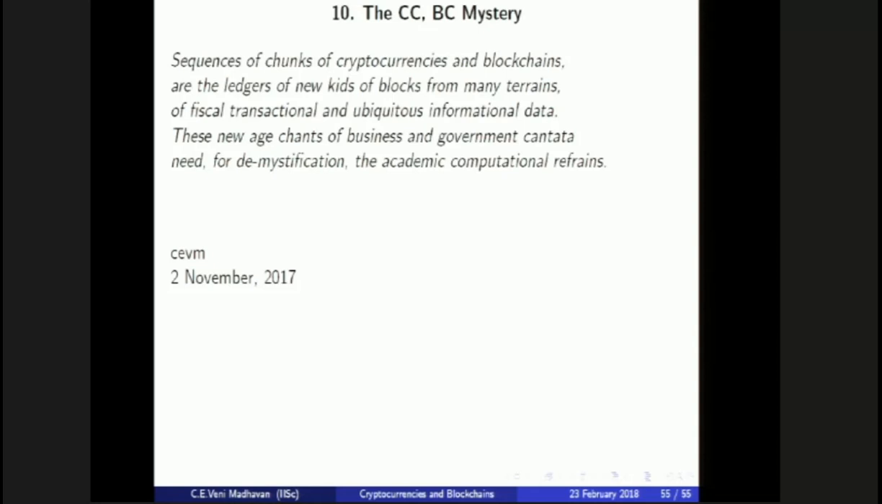Lastly, a small description of the whole of what I said: sequences of chunks of cryptocurrencies and blockchains, or the ledgers of blocks from many terrains of fiscal, transactional, and ubiquitous informational data. These new age chains of business and government need demystification in academic computational references like this meeting. Thank you.